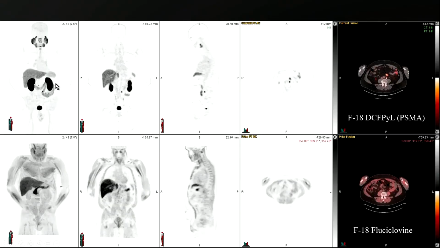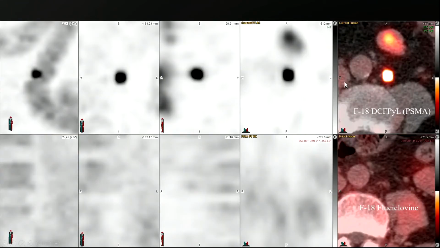Again, this is the PSMA, this is the fluciclovine. Here's one of the lymph nodes that is positive. I'm going to blow this up so we can see it better. So here's this lymph node on the fused image, and you may think that this is a ginormous lymph node that we're seeing. This is the same lymph node here. I'm going to take away the fusion. It's a tiny lymph node, sub-centimeter. It has not changed from here. We were not able to call this disease at this time.